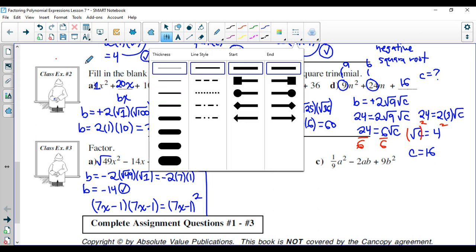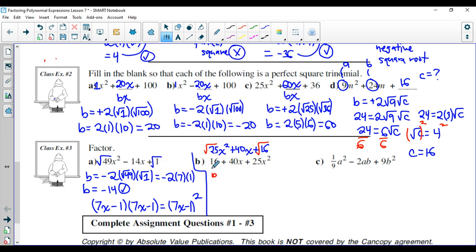Now let's also test to see if that b term is correct. So the b term would be, okay, so put a plus here because plus is in front of the b term, 2 times the square root of a, which is the square root of 25, multiplied by the square root of 16. So b would be equal to 2 multiplied by 5 multiplied by the square root of 16, which is 4. And then 2 times 5 is 10, times 4 is 40, and that is the middle term. Okay, so we've met all the criteria for a perfect square trinomial.